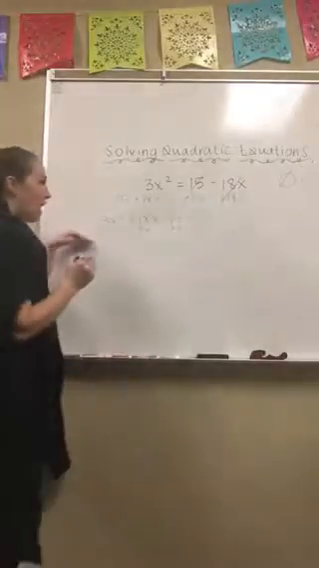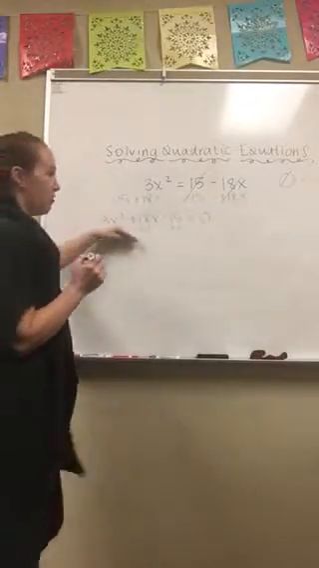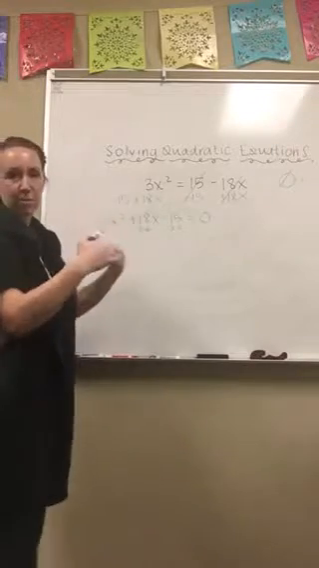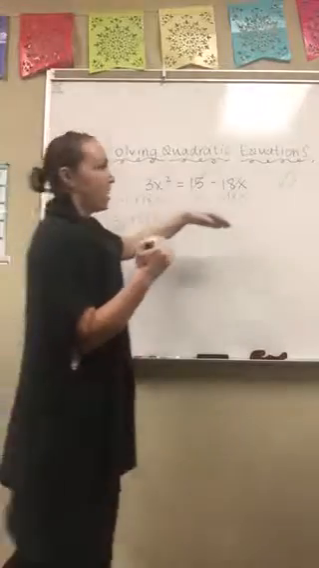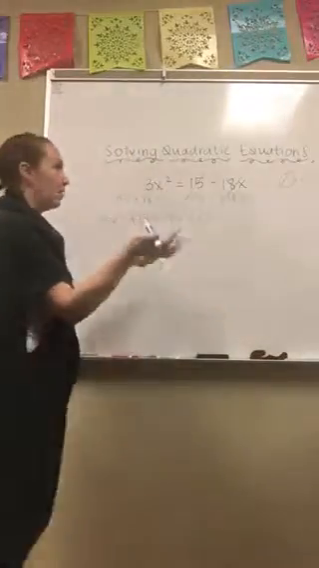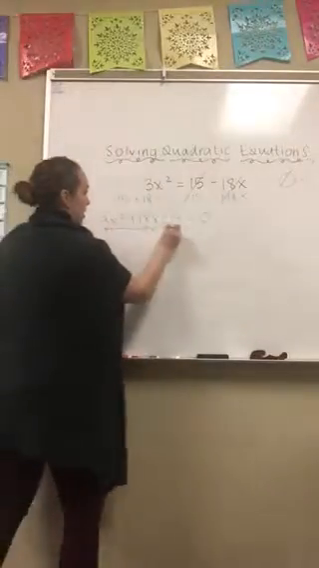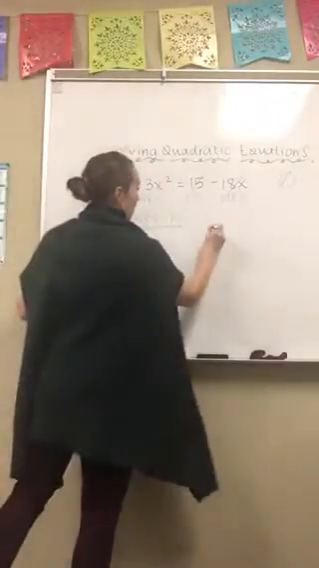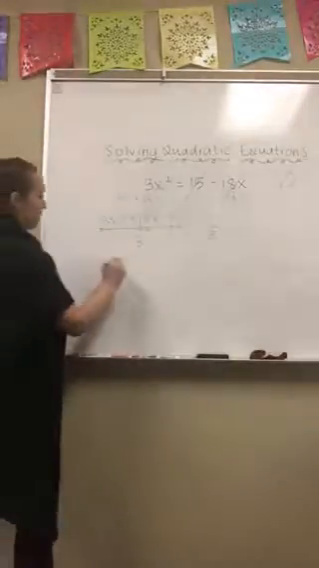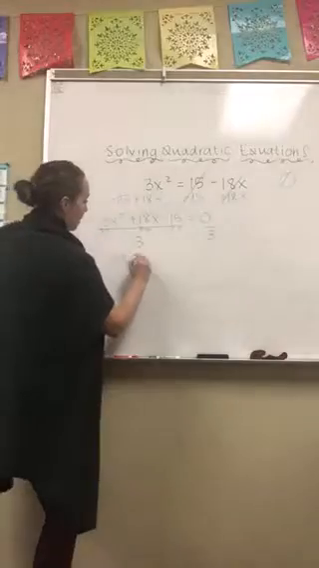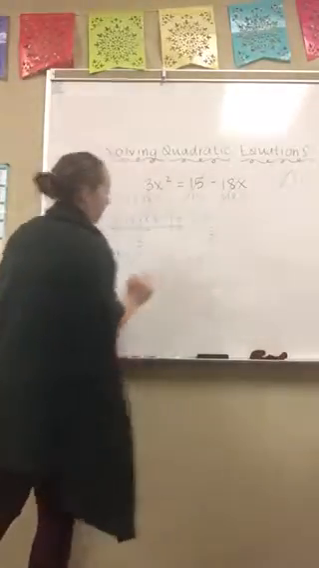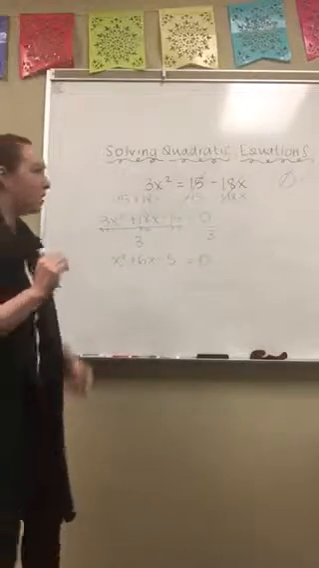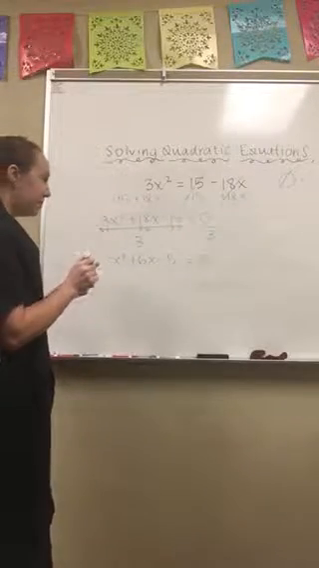If I divide all 3 of these by 3, I'll be dealing with smaller numbers. I'll reduce it, and if I divide this side by 3, I have to divide the other side by 3 to keep it equal. So I'm going to divide this side by 3 and this side by 3. That leaves me with x squared plus 6x minus 5 equals 0. Already I feel better because I'm not dealing with as big of numbers.